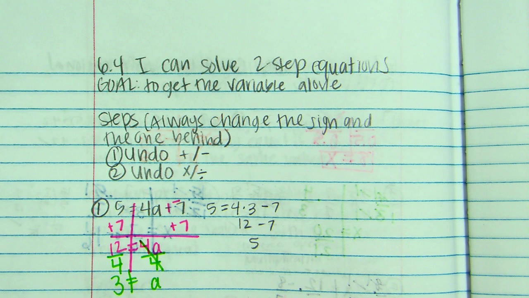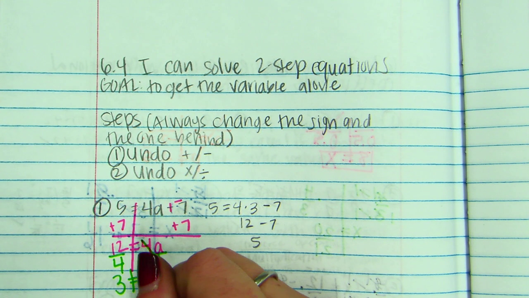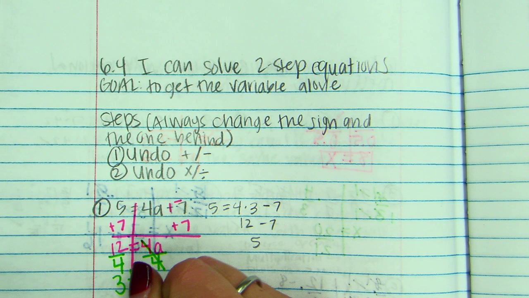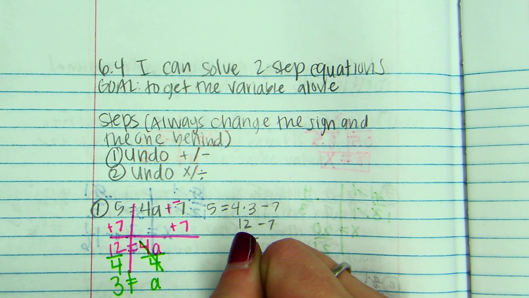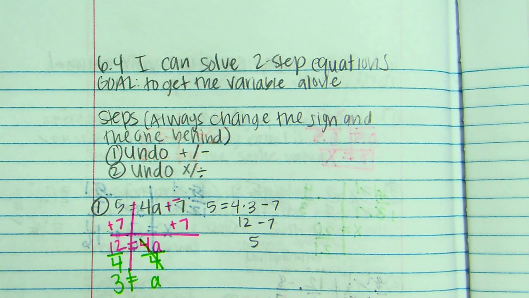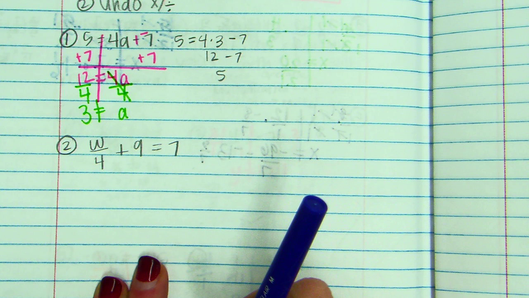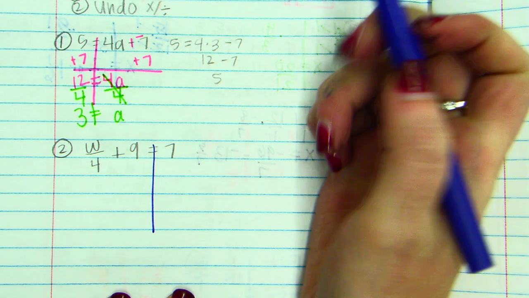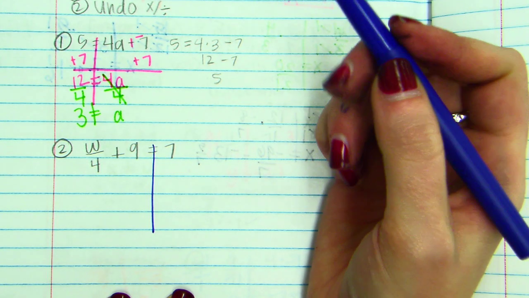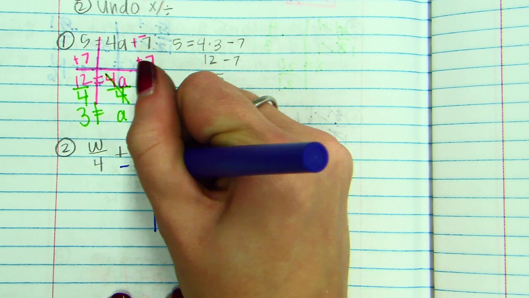For example 2, let's do w over 4 plus 9 equals 7. Whoops, you guys can't see it. There we go. Okay, first thing I'll do is draw the line on the equal sign. I can't change the sign in the one behind because I don't have any subtraction. So I'll go to step 1, undo addition and subtraction. I have addition right here, so to undo it, I'll subtract 9.